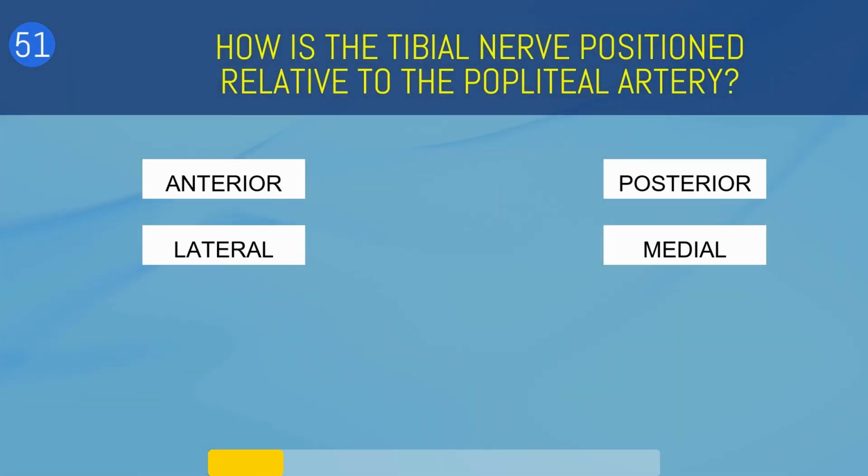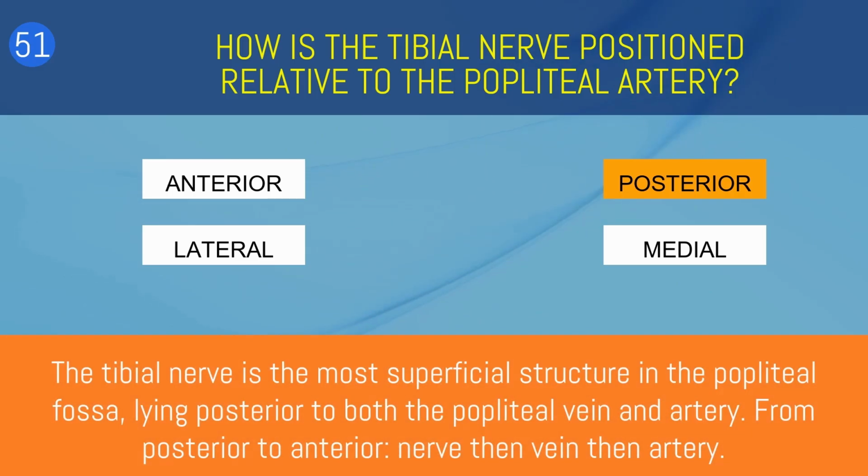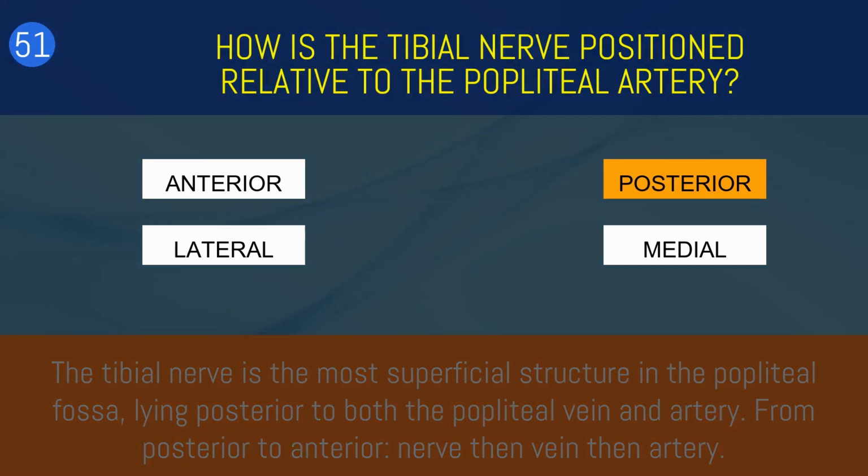How is the tibial nerve positioned relative to the popliteal artery? Anterior, lateral, posterior, or medial? Posterior. The tibial nerve is the most superficial structure in the popliteal fossa, lying posterior to both the popliteal vein and artery. From posterior to anterior: nerve, then vein, then artery.